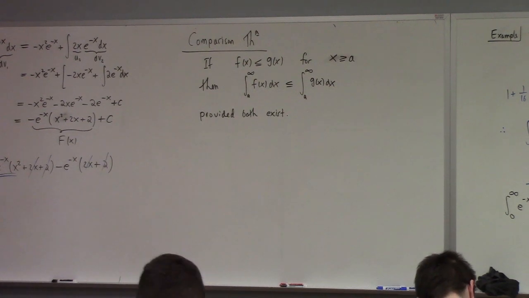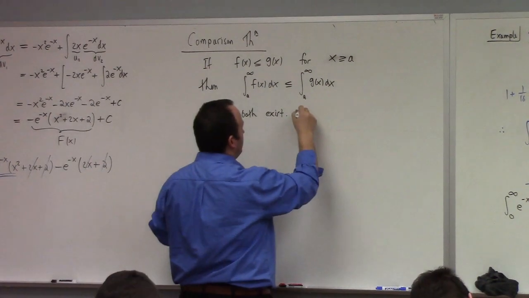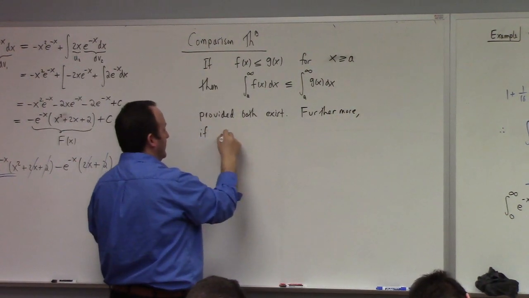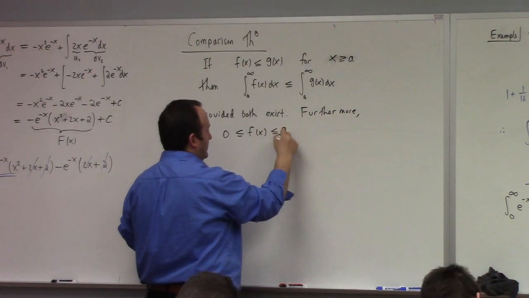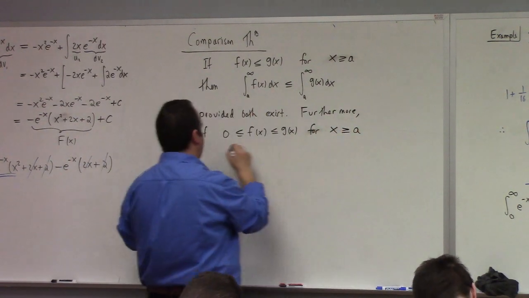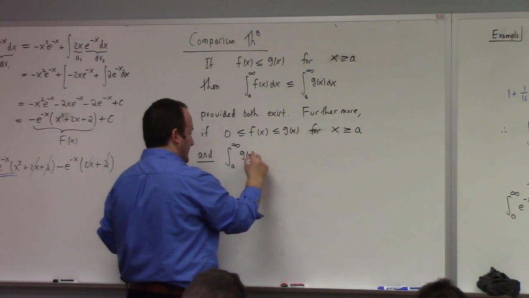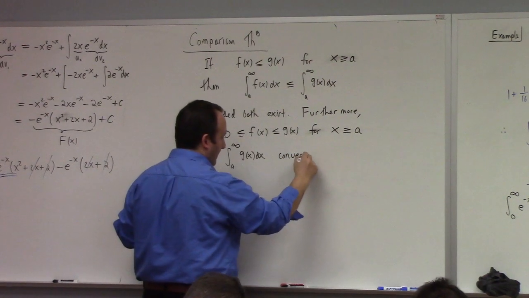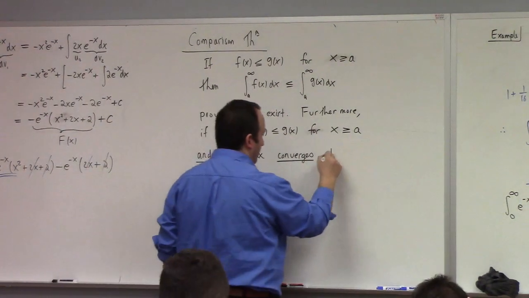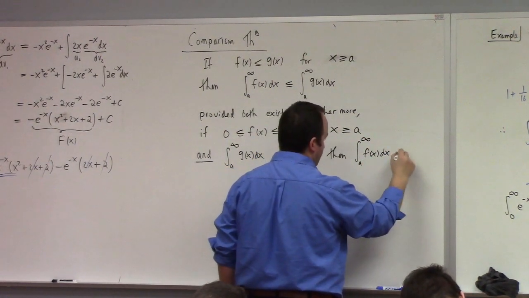Actually, it's more than that. The comparison theorem is more than that, all right? Furthermore, if we had 0 is less than or equal to f of x, is less than or equal to g of x, for x greater than or equal to a, and the integral from a to infinity of g of x dx converges, all right, then the integral from a to infinity of f of x dx converges.